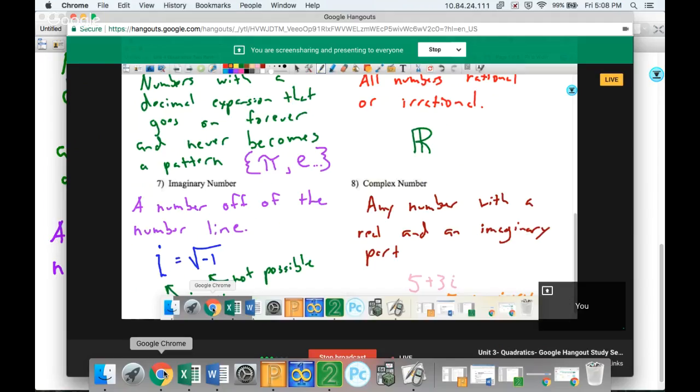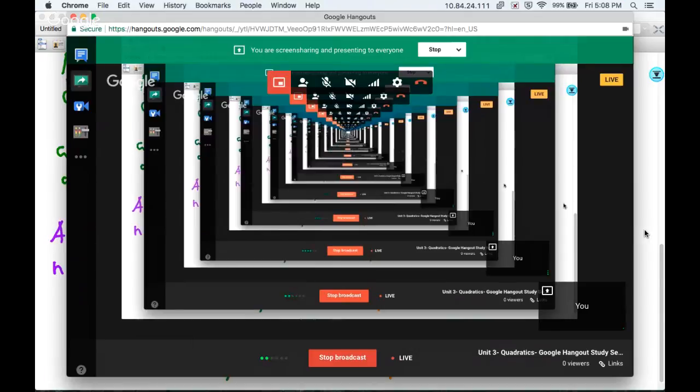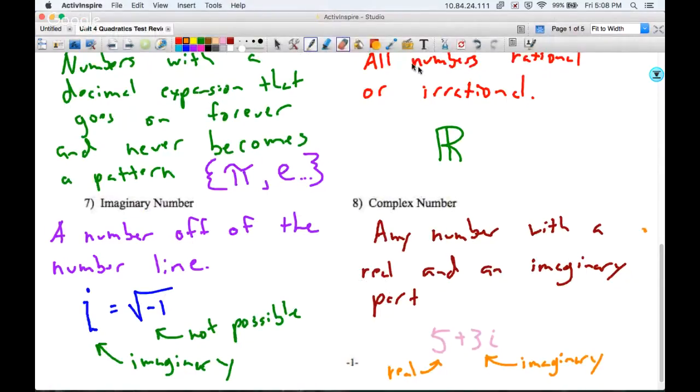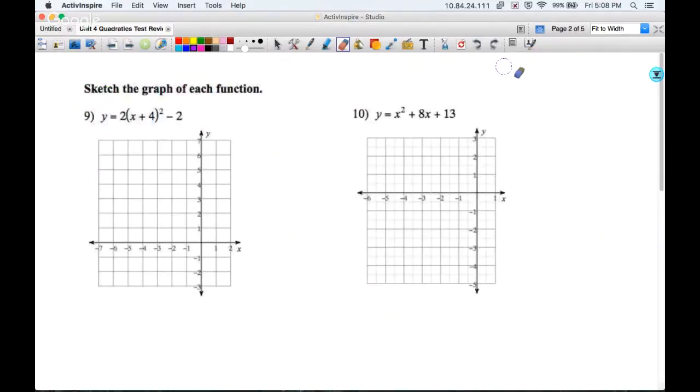All right, let's see if anyone's joined us. Still at 0. That's fine. Hopefully someone will join us soon to ask some questions. In the meantime, I'm going to graph 9 and 10 in 1 minute.